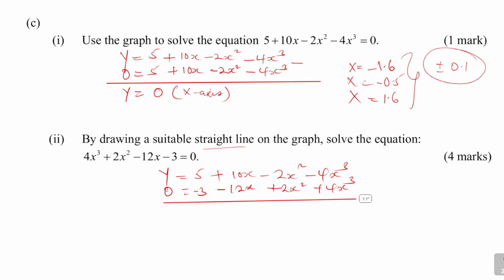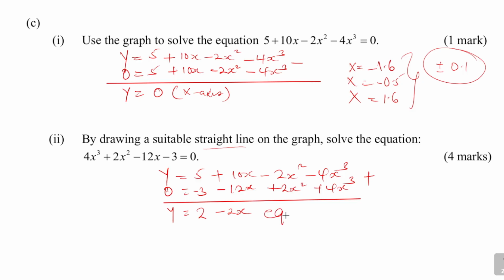Remember, you're trying to make sure you are left with the equation of a straight line, so you need to be very careful. If I add the two equations, y plus 0 gives y, then 5 plus negative 3 gives 2. Then 10x minus 12x gives minus 2x. Negative 2x squared plus 2x squared is 0, so that is eliminated. Negative 4x cubed plus 4x cubed is also eliminated.